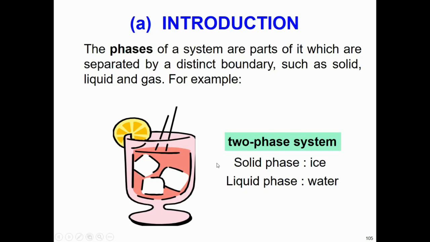If we have a mixture of ice and water, therefore we have a two-phase system, where we have the solid phase, which is ice, and the liquid phase, which is water.